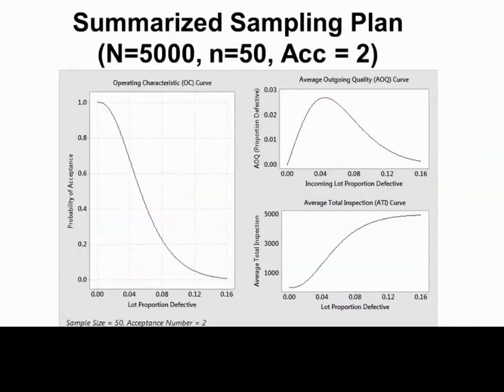So for a given sampling plan, you have your OC curve, you could get your AOQ, and then your ATI curves. All of these are a function of the sampling plan. These two depend on the lot size as well. The OC curve does not.